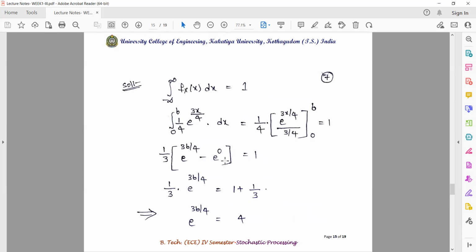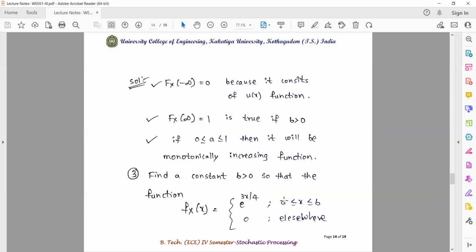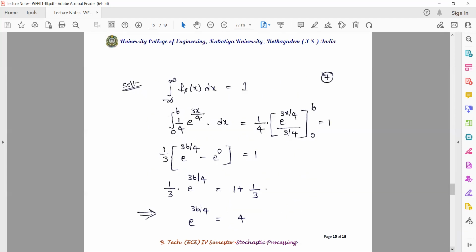So from the property, we can say that the integral from minus infinity to plus infinity of fX of x dx is equal to 1. fX of x exists from 0 to b. So the integral limits are from 0 to b, 1 by 4 e power 3x by 4. 1 by 4, so actually, I missed that here. 1 by 4 is there. 1 by 4 e power 3x by 4 dx.